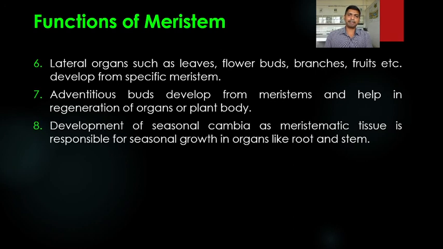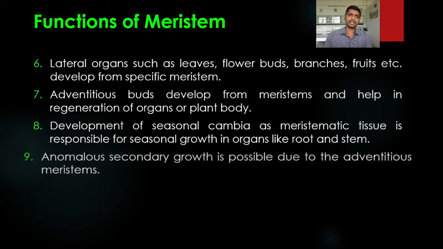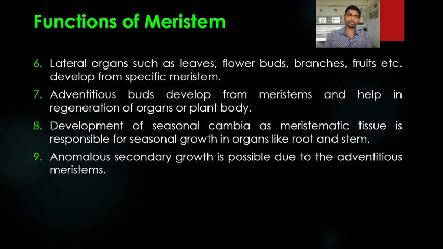Development of seasonal cambia as meristematic tissue is responsible for seasonal growth in organs like root and stem. So this seasonal cambia that has been developed in some plant organs like root and stem are responsible for seasonal growth in the organs. Anomalous secondary growth or abnormal secondary growth is possible due to the adventitious meristem. So in some plant there is anomalous or abnormal secondary growth has been seen, and which is possible due to the adventitious meristems.